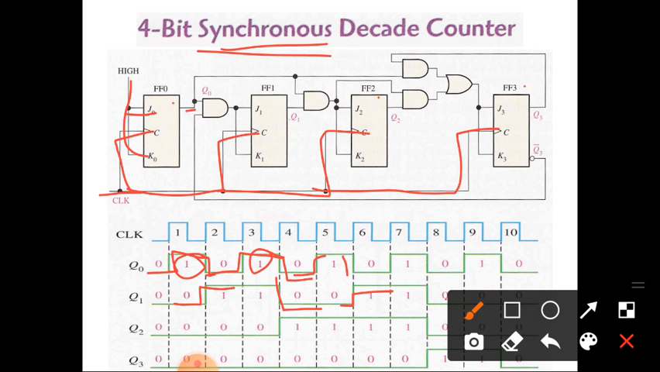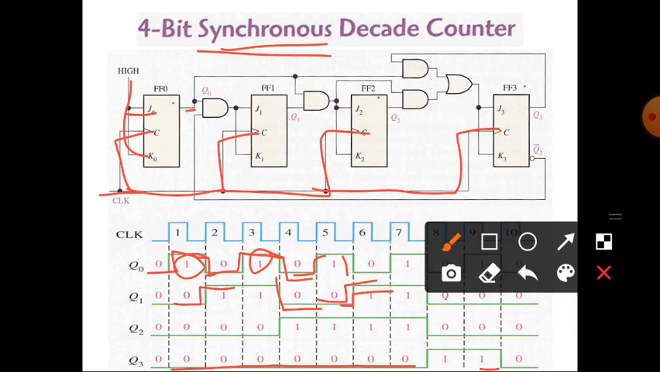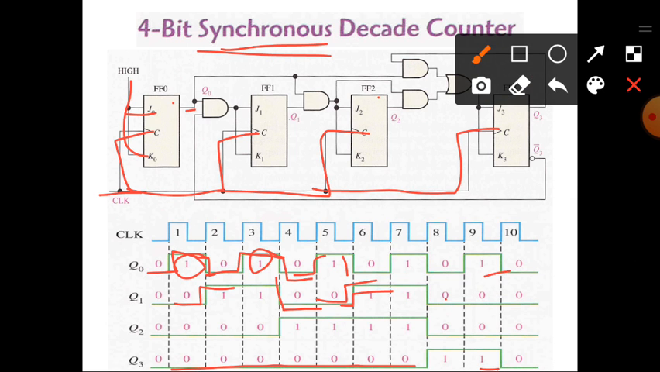On the last clock pulse, we are checking that Q3 is also 0. Only when Q3 is 0 is this change of Q1 possible. Whenever Q3 is 1 and Q0 is 1, at that time on the next clock pulse it will not change. Only when Q3 is 0 and Q0 is 1, then only on the next clock pulse Q1 is changed.